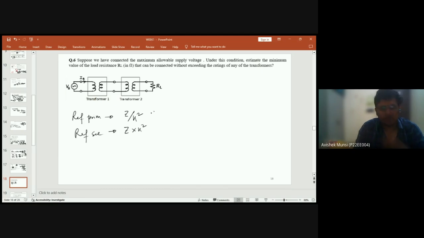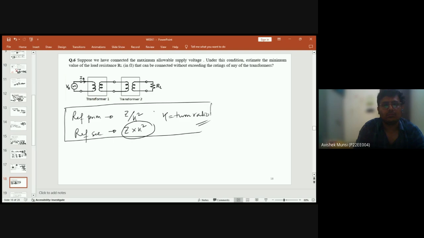Sometimes the questions come in that way, that we are seeing from the primary side. If you are seeing from the primary side, then that is referring to the secondary side. You have to multiply it with k square or a square, whatever, right? This is the turns ratio. So now we can try to calculate RL with the formula which I have given.